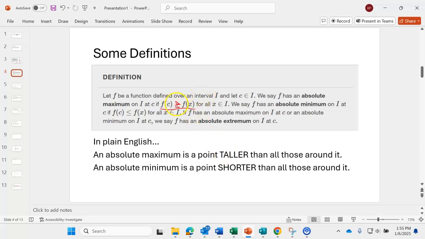That y value happens to be bigger than everything around it. A minimum is exactly the opposite. For any value c, every other value is above it. So an absolute maximum is a point taller than those around it, and a minimum is a point shorter than those around it. Nothing different from Algebra 1, just throwing some symbols at you.